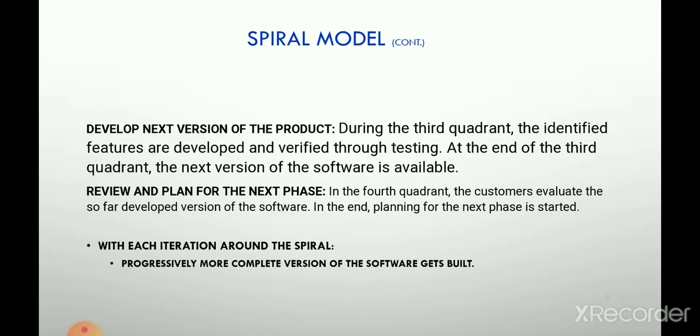Review and planning for the next phase. This is the fourth quadrant. In the fourth quadrant, the customer evaluates the version of the software developed so far. In the end, planning for the next phase is started. Means it evaluates the software and gives feedback, and planning for the next phase, meaning a new loop, is started in the fourth quadrant.